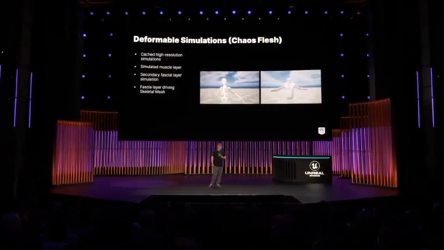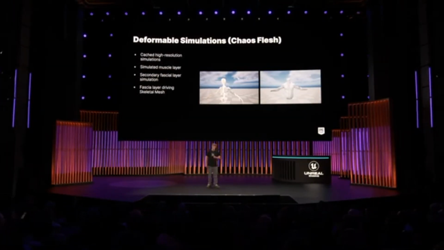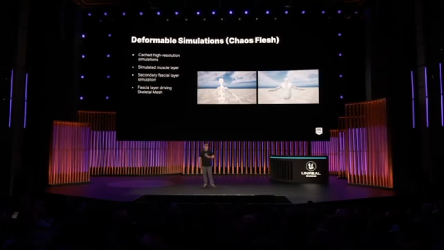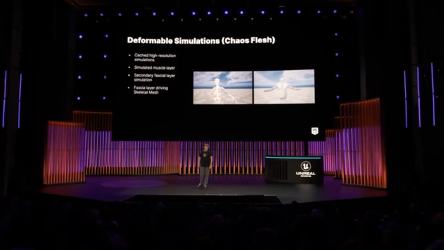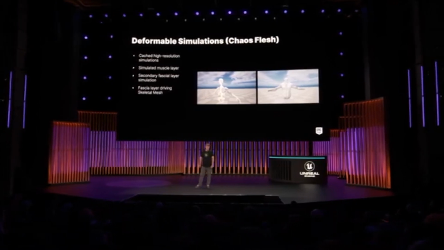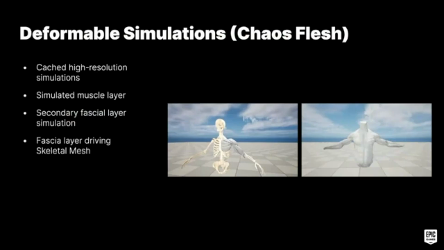So the Rivian is just one example of how you could perform a deformable simulation in engine. Because the solver we are using allows for convergence if you allow it to take enough time, you can also use our solver to produce cached, high-resolution simulations that can be played back within Sequencer.